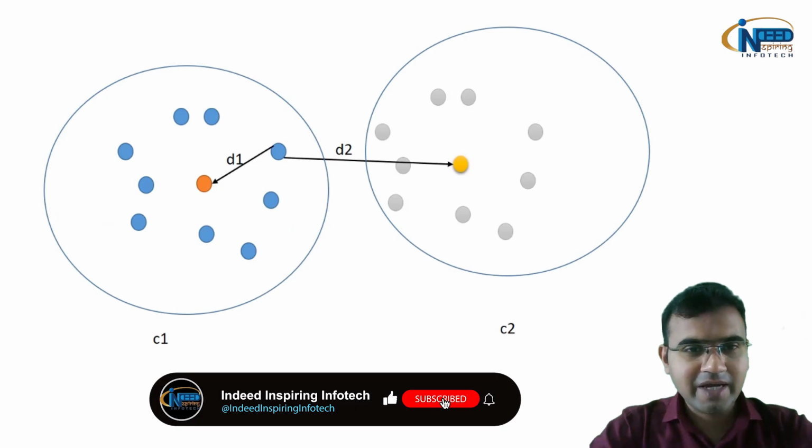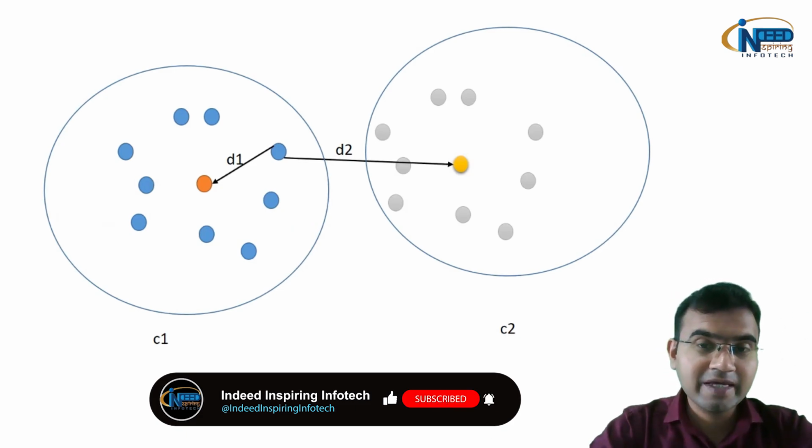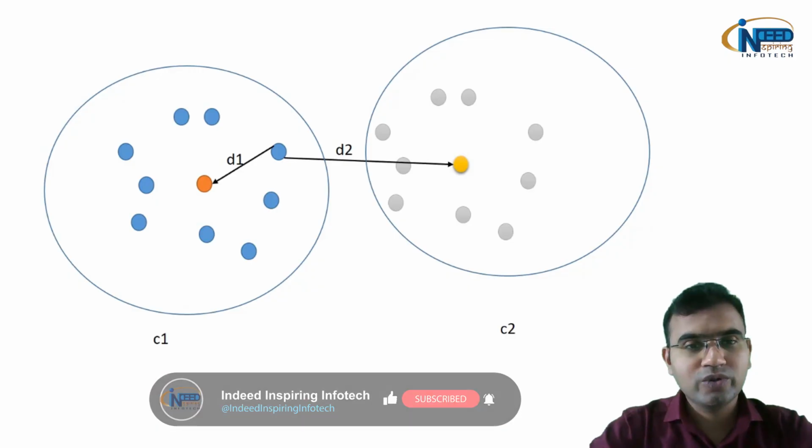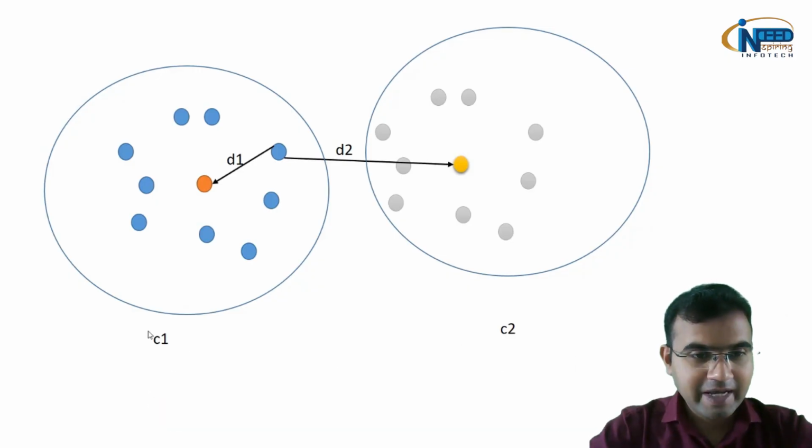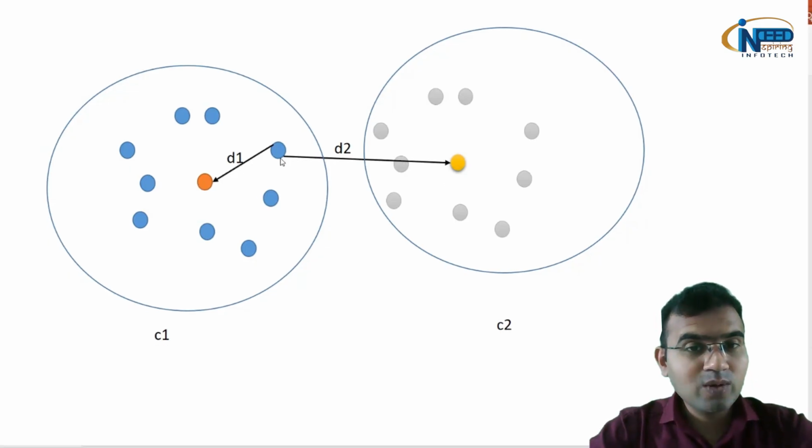Let us try to understand what exactly we expect. As I told you, if I keep the value of k as 2, I will have cluster 1 and cluster 2. All the data points which belong to cluster 1 should be nearer to each other. In a similar way, all the data points which are in cluster 2 should be nearer to the centroid of cluster 2. I have highlighted the centroids. Here you can see.